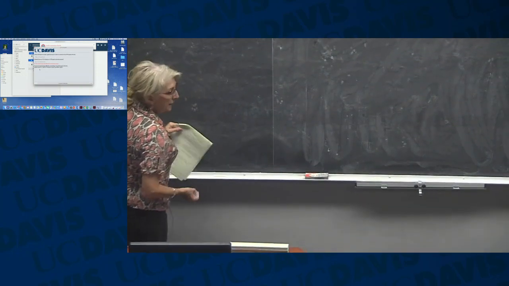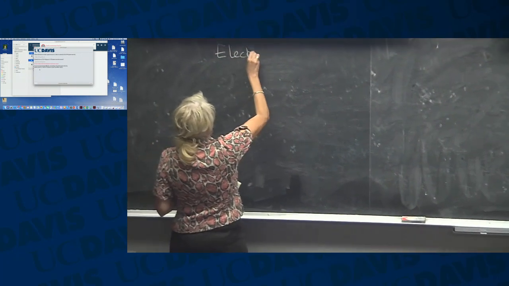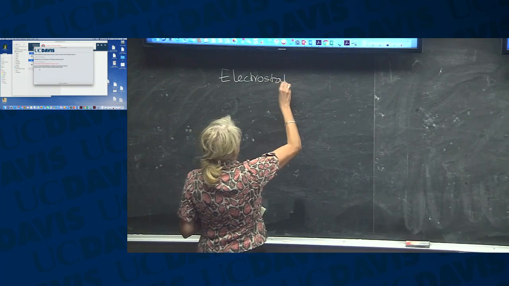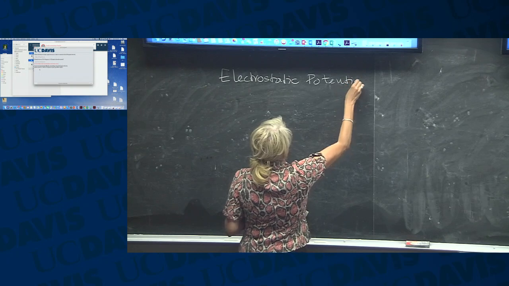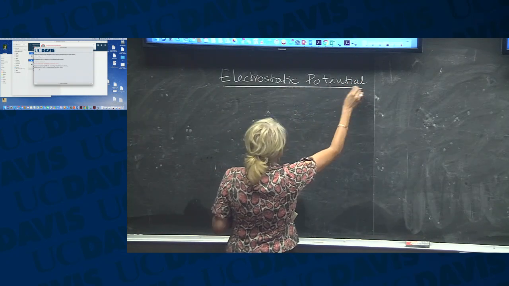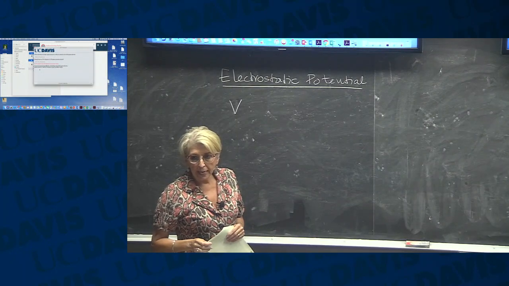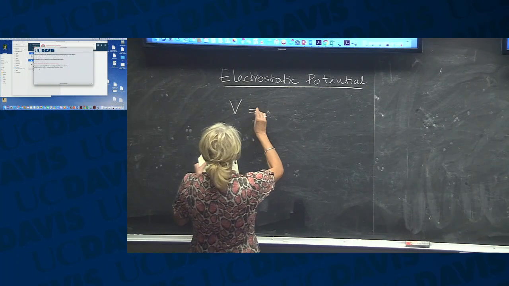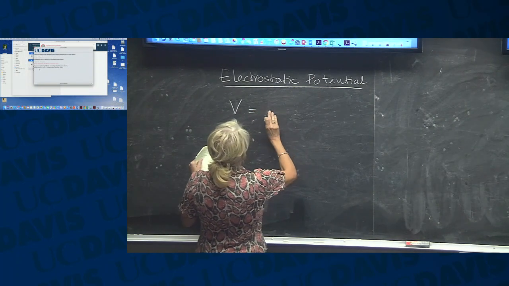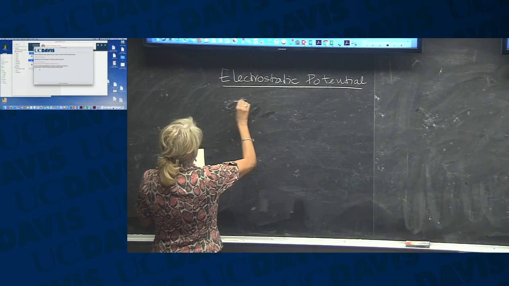Now, you may have seen the potential in two different forms. So electrostatic potential, we indicate it by V, and it is a scalar quantity. It is nothing else but, in the differential form, related to E by this.